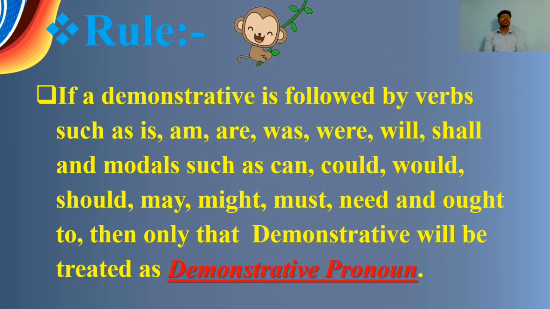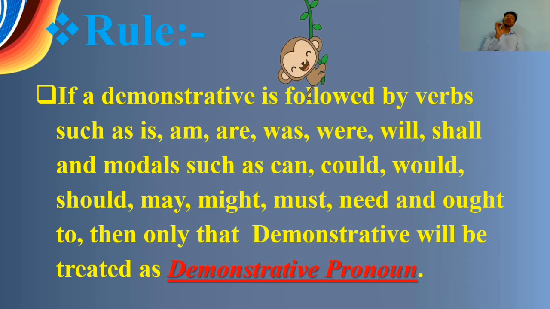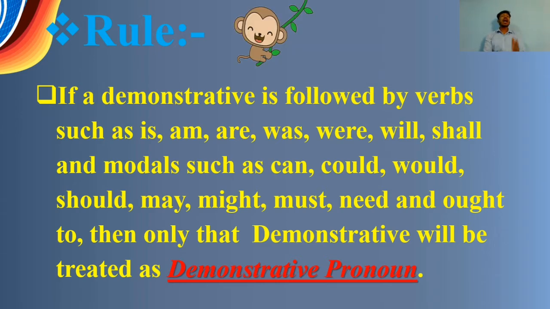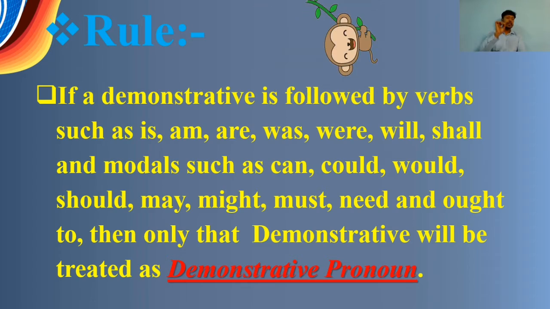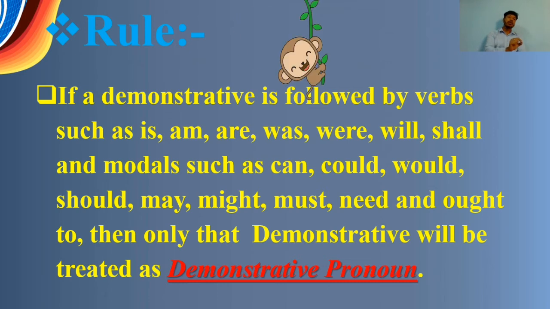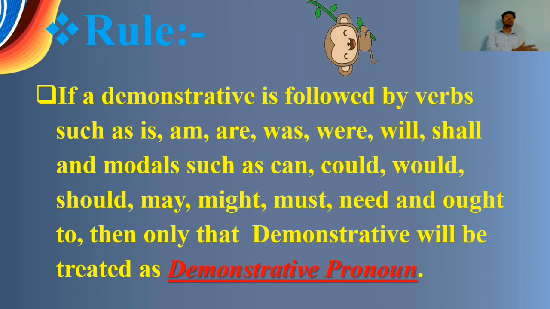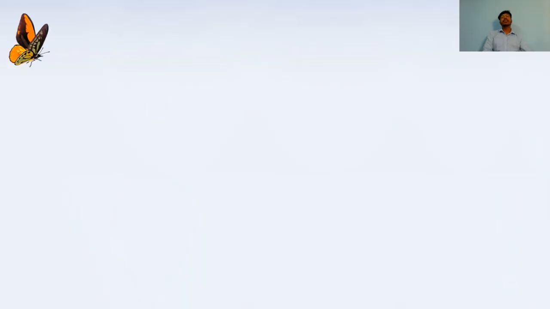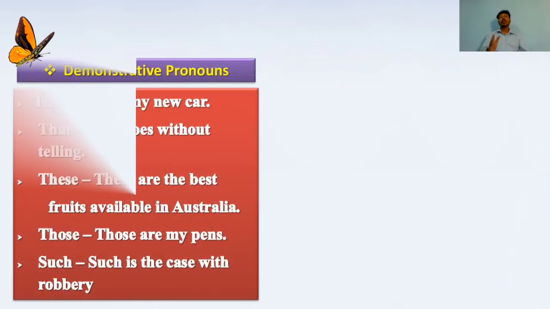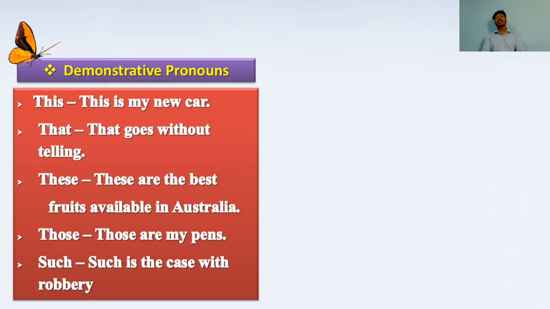So always keep this in your mind, that whenever you use a demonstrative, if you use a verb immediately after it, make sure this demonstrative is a pronoun, and if you use a noun immediately after the demonstrative, it will be an adjective. Okay, so I want to make you understand with two different columns. Here is the column or table also. Here is the definition, and here are some examples of demonstrative pronouns.